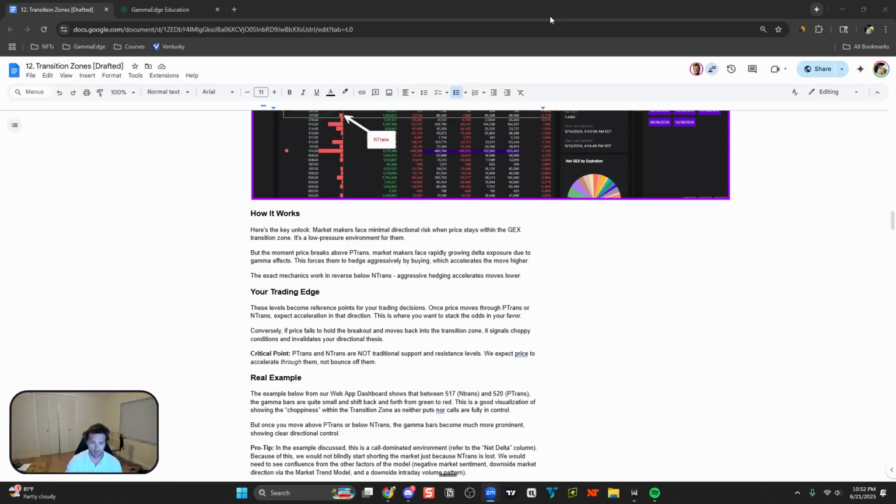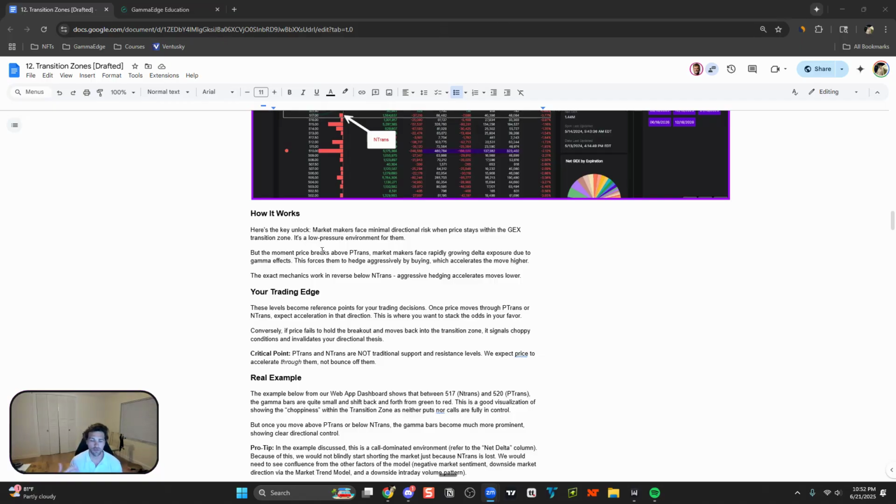Just backing up, market makers are not in the business of making money from directional moves. They're more in the business of making money from facilitating the trades, and so they want to have a delta neutral stance overall in their portfolio. So again, when price is within this DEX transition zone, they are in a fairly delta neutral position, so they're not inclined to have to implement hedging pressures into the market.